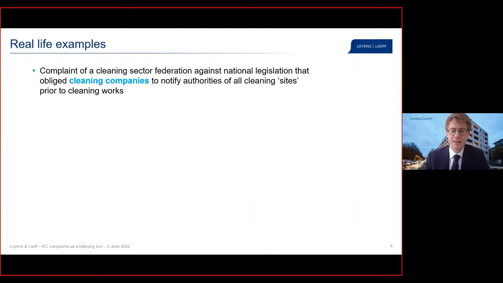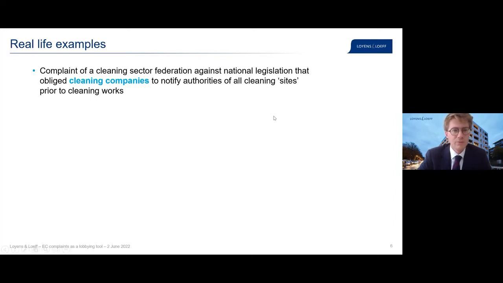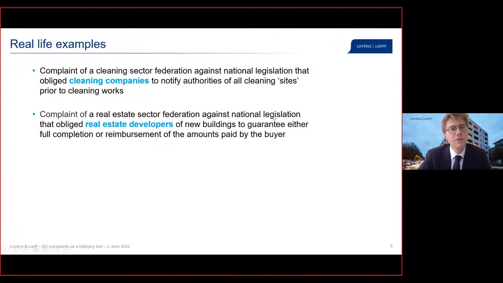Yeah, I see it again. And so if at national level these contacts are not leading to any success or any changes, one could consider filing a complaint. Another example is when there is an obligation by national law for real estate developers to give some financial guarantees that others are not obliged to give, and you could consider this as a discrimination.